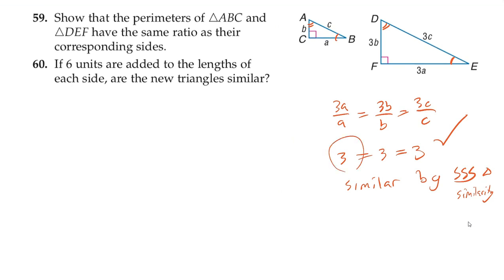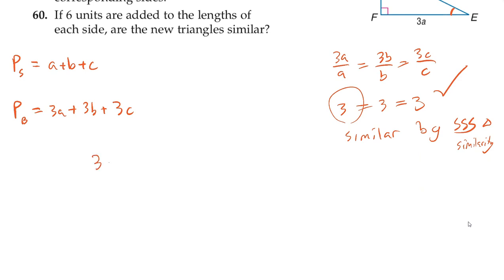Well, we know the ratio is 3 to 1. Well, let's see. We got A plus B plus C is the small perimeter. The big perimeter is 3A plus 3B plus 3C. So what's the ratio of those? The ratio is 3A plus 3B plus 3C over A plus B plus C. And you're like, well, we can just cancel things. No, no, no, no, no. You can never cancel one thing, right? This bar says everything on top comes in parentheses.